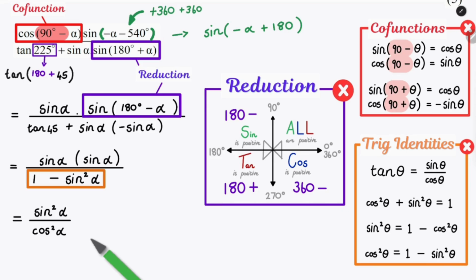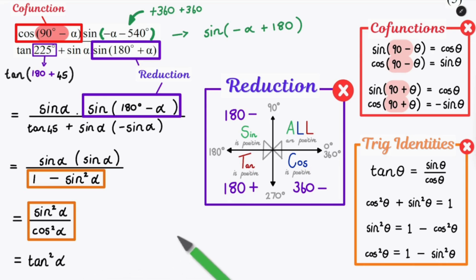And now I see another identity. Sine over cos gets changed into a tan. And it does work with squares. If these are squares, sine squared over cos squared can change into a tan squared of alpha. And now we've officially finished the question. We've simplified it to a single trig ratio. And your 5 marks are awarded for the following steps.